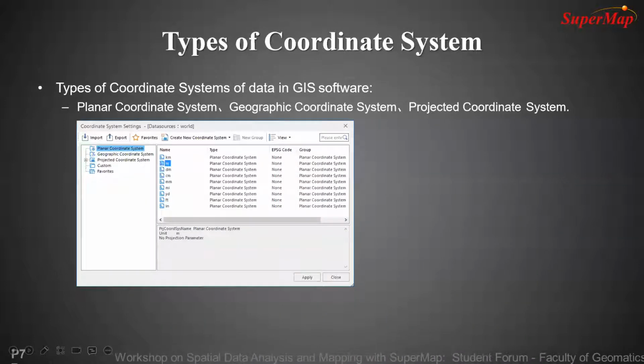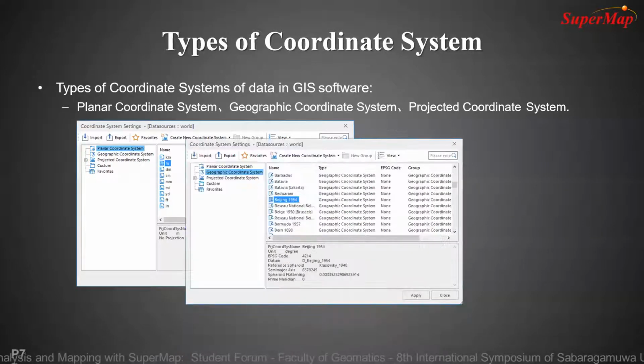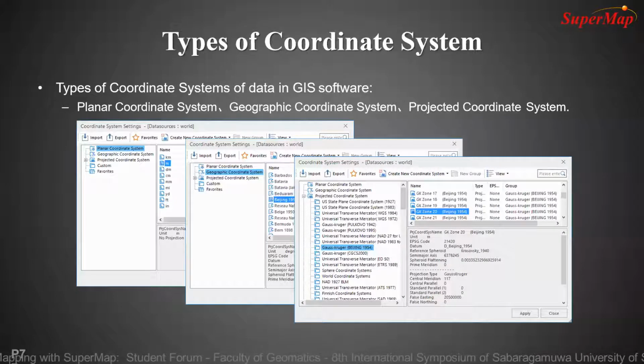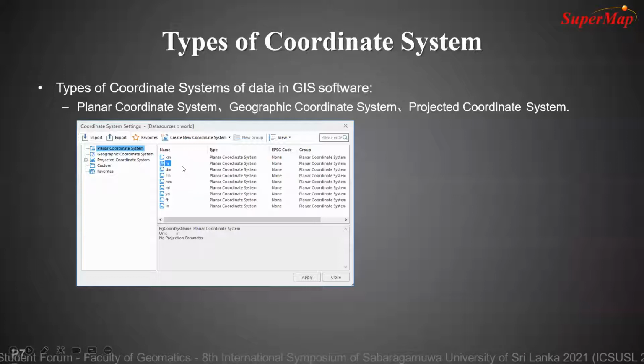So when talking about the coordinate system, we need to know the types of it. There are three types of coordinate system. They are the planar coordinate system. That means, for the planar coordinate system, it's only defined by the unit, like km, dm, cm, mm, and others.